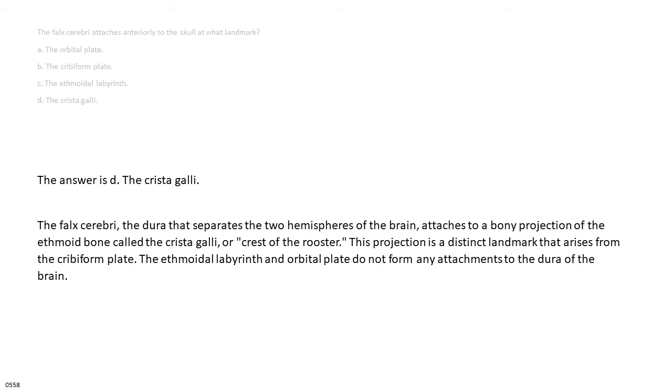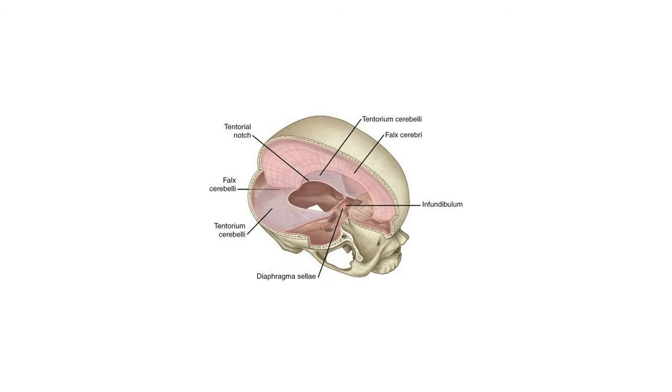The answer is D. The crista galli. The falx cerebri, the dura that separates the two hemispheres of the brain, attaches to a bony projection of the ethmoid bone called the crista galli, or crest of the rooster. This projection is a distinct landmark that arises from the cribriform plate. The ethmoidal labyrinth and orbital plate do not form many attachments to the dura of the brain.